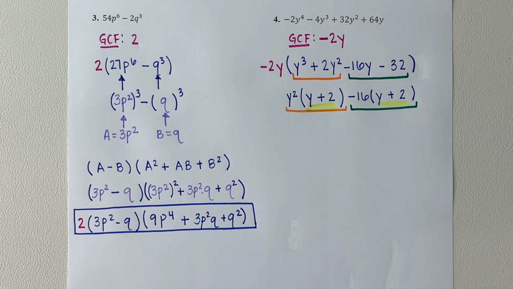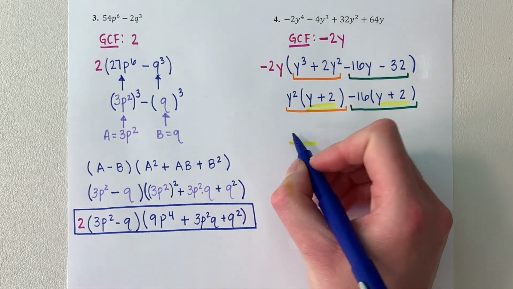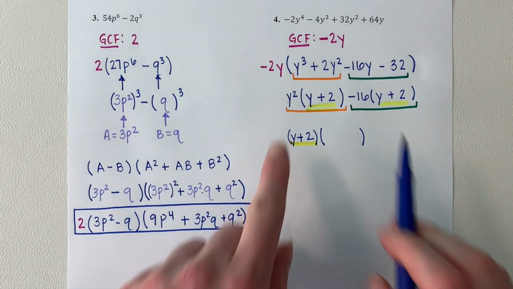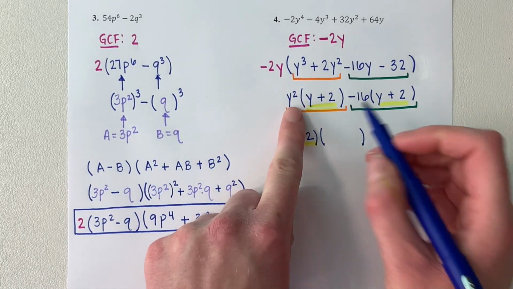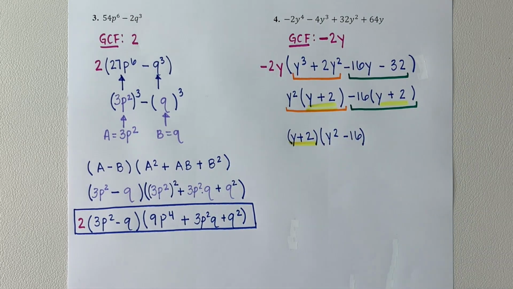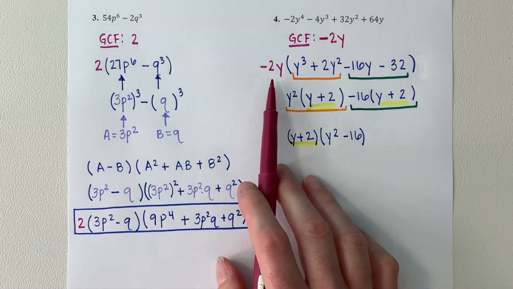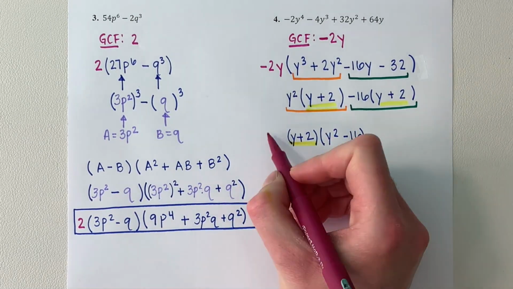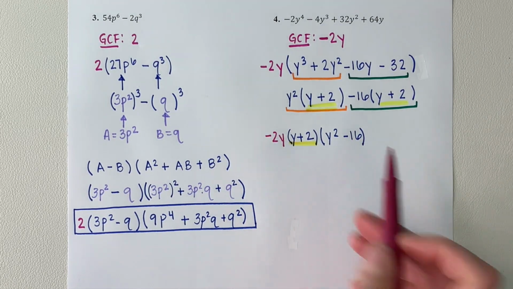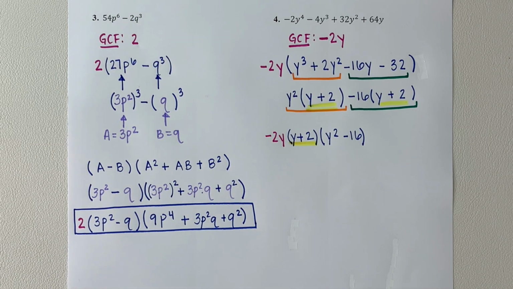So to write our answer, we can start by writing this matching factor down once, and then in the next factor, we insert these outliers, y squared and minus 16. Now be careful, we're not finished because we have to make sure to include the GCF in our final answer. Now, is this answer fully factored? Be careful, because there's one thing that commonly sneaks up in your answer.